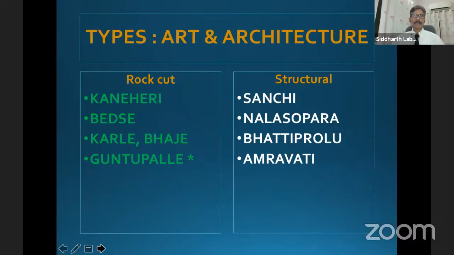So for example, if you think about the rock cut architecture, those are Kaneri caves, Bedse Leni, Karle, Vaje, Guntupalle. Guntupalle is the combination of rock cut as well as structural. I will show you the difference between the rock cut architecture and structural architecture. And structural, you come to the Sanchi Stupa, Nalasopara Stupa, Bhattiprolu, Amravati. I heard that you have studied South Indian architecture also, so that's why I mentioned the names of South India, that is Bhattiprolu and Amravati. So you will understand the difference between the two types of architecture.